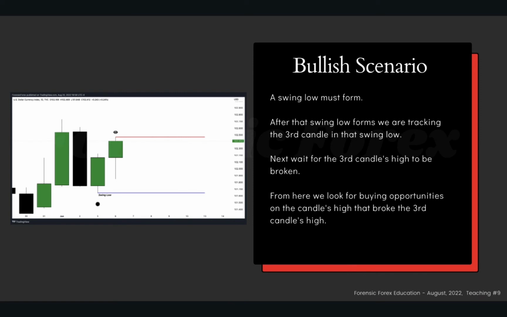Next, wait for the third candle's high to be broken. So you can see on the left, I have an eyeball indicating that third candle's high. We're stalking that high. We send an alert there. Once we see that swing low formation, that third candle's high, we're just waiting. We're being patient. From here, we look for buying opportunities on the candle's high that broke the third candle's high. So let's look at an example of what I'm talking about.